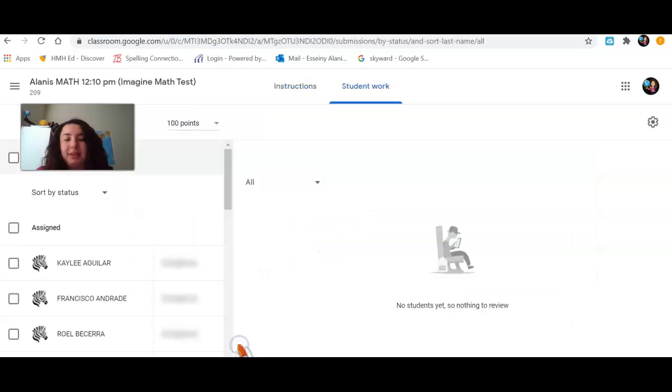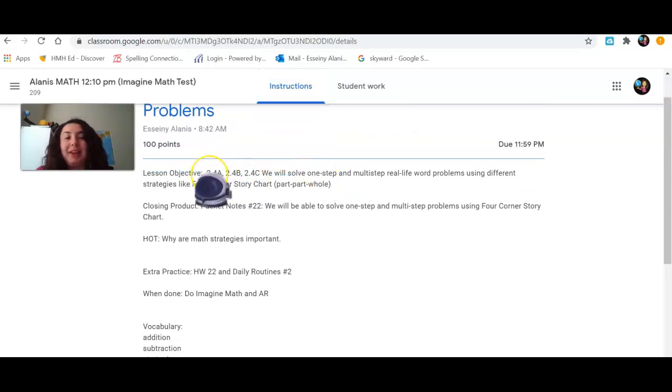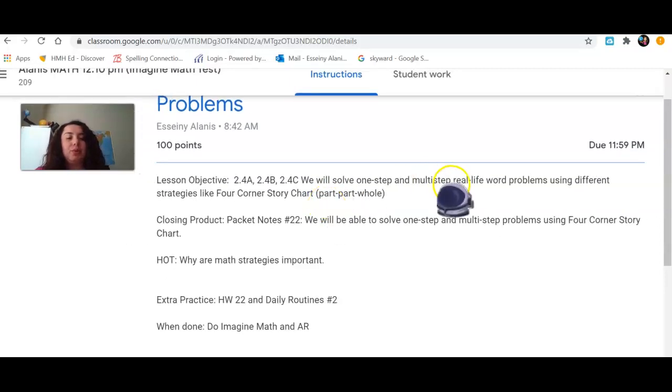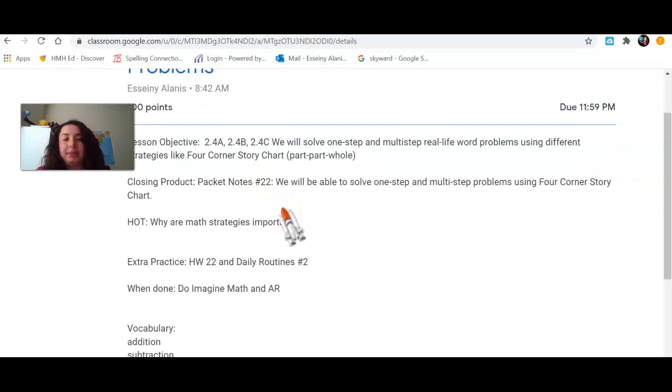Click on View Assignment, Instructions, and here we can see our lesson objective. We will solve one-step and multi-step real life word problems using different strategies, like four-corner story chart. We will be able to solve one-step and multi-step problems as our closing product on our packet page 22. So go ahead and get your packet ready.